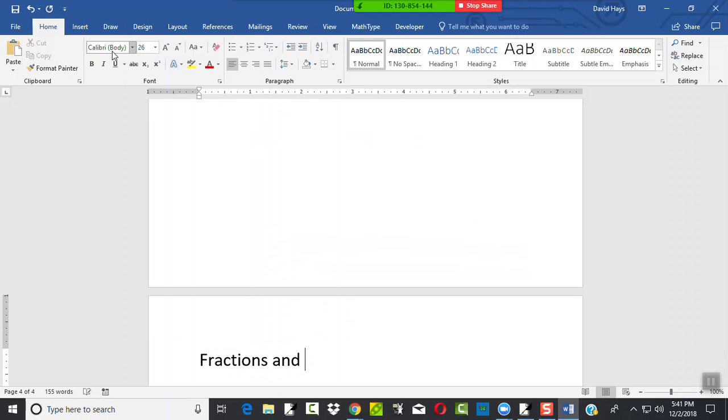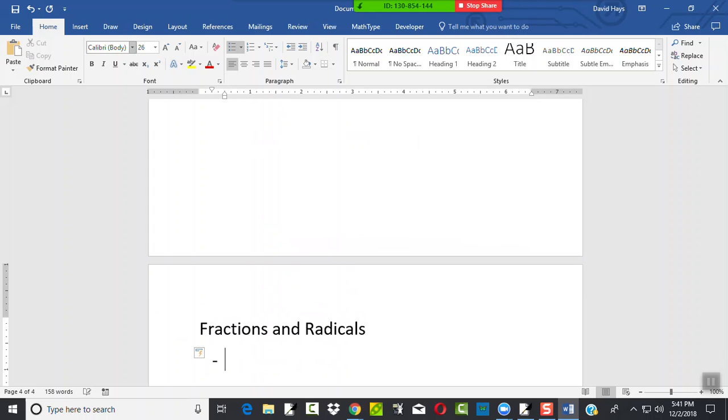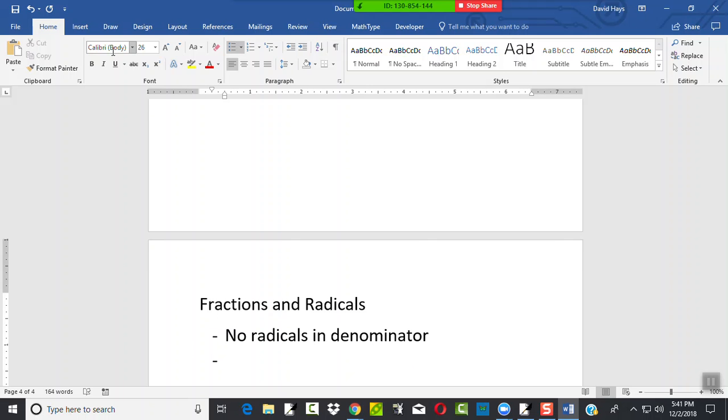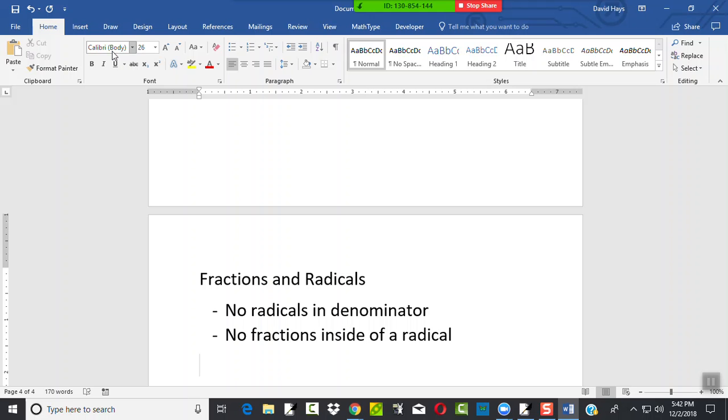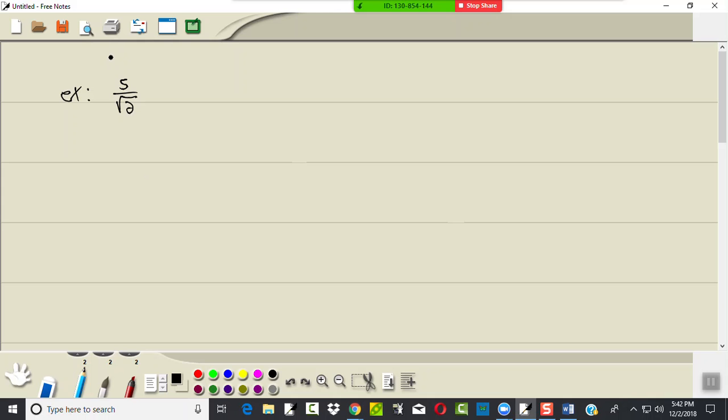So fractions and radicals: no radicals in the denominator, and no fractions inside of a radical. Those are our two main rules when we're talking about fractions and radicals. Right away, this one violates that, because we have a radical, a square root, in the denominator.